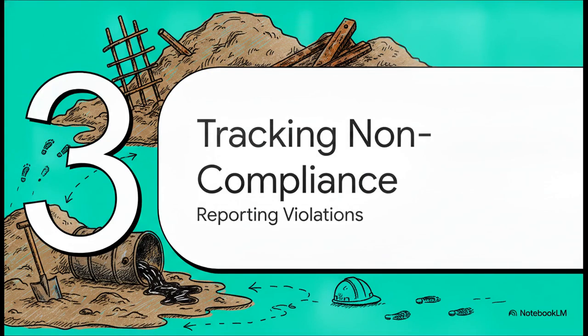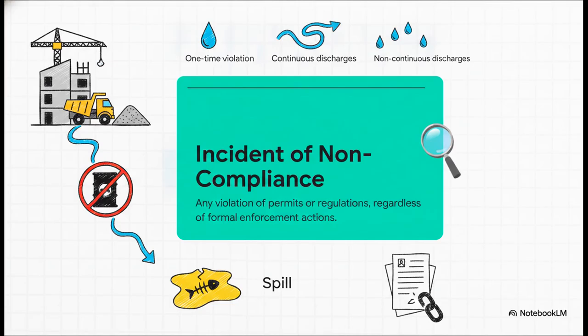Moving on to part 3, tracking regulatory noncompliance. Now, the threshold for reporting here is actually pretty fascinating. Companies have to report every single violation. It doesn't matter if it's a one-time thing, a continuous discharge, or a non-continuous spill. And here is the kicker. They have to report it even if the government hasn't officially fined them or sent a warning letter yet. If a permit limit is breached, it's an incident of noncompliance.